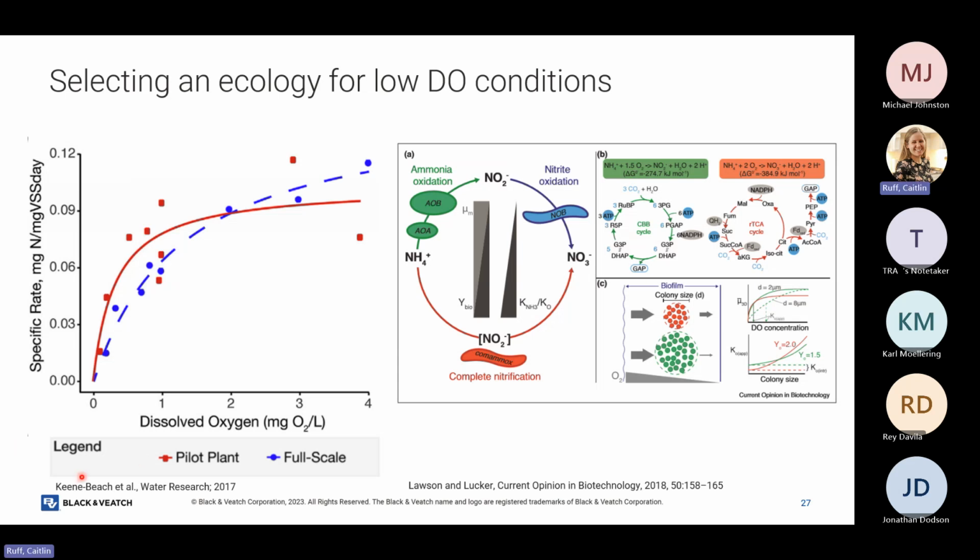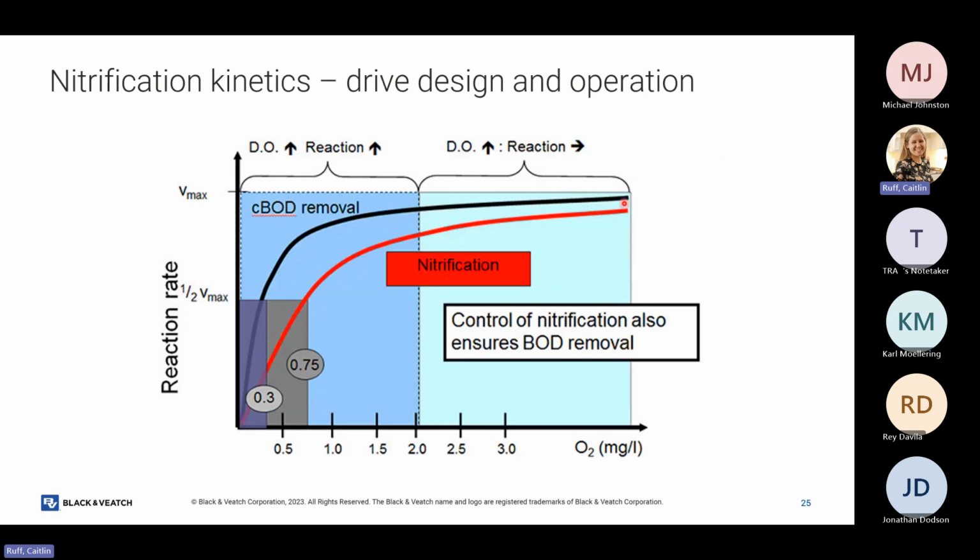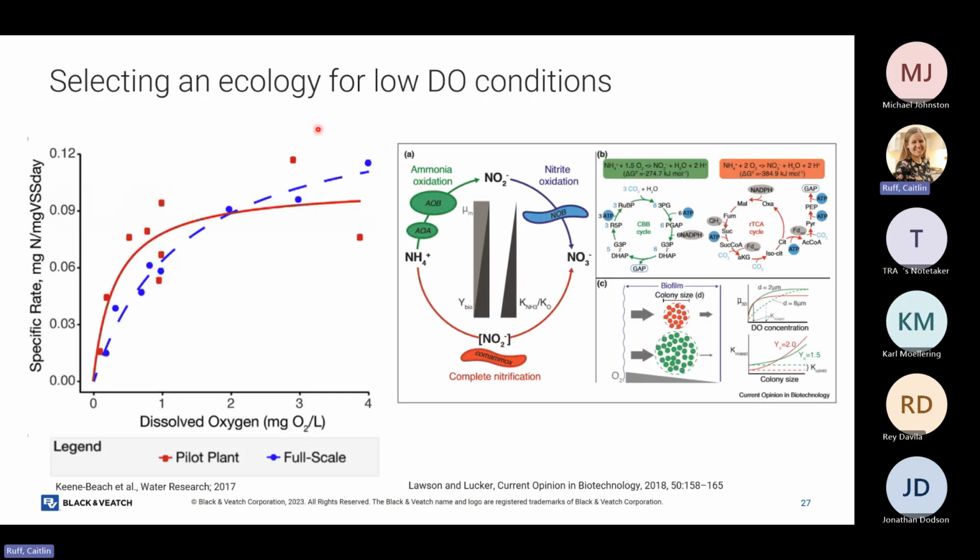So when we're looking at this chart on the left, basically we had a pilot scale and full scale demonstration. The points represent experimental measurements of specific rate tests at different DO concentrations from the pilot scale and the full scale. And then the line shows a best fit Monod kinetic model to the experimental data, essentially creating a best fit line for this specific pilot plant and full scale demonstration.